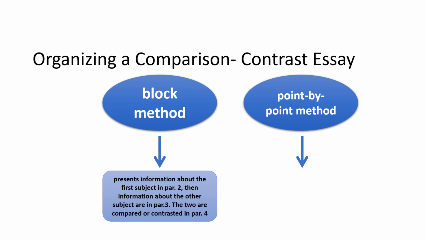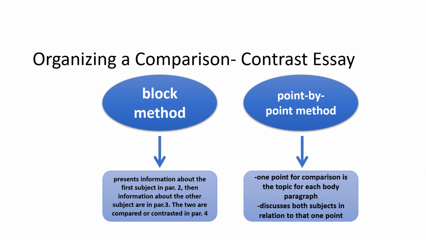When you use point-by-point method, you use 1 point for comparison in each body paragraph. And you discuss both subjects in relation to that 1 point. To further explain these two structures, in the succeeding slides, you will see tables.